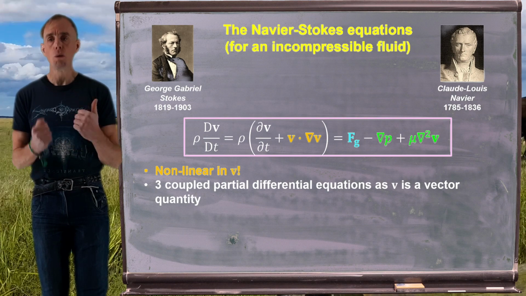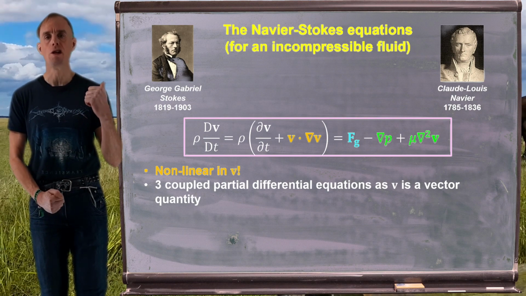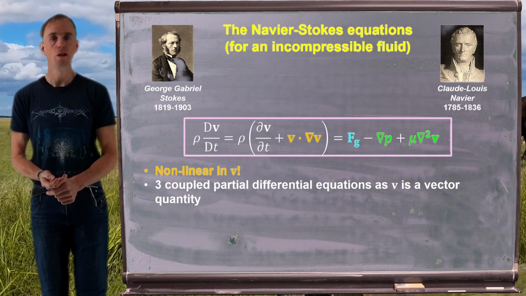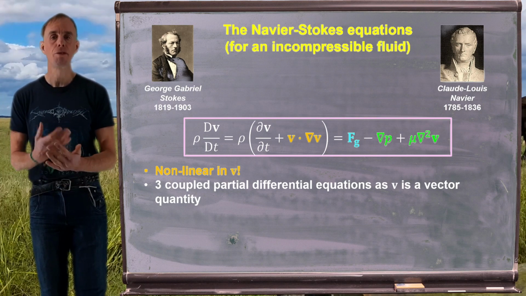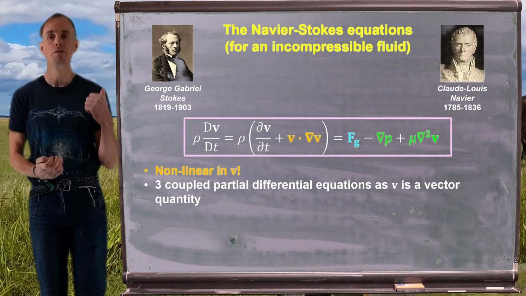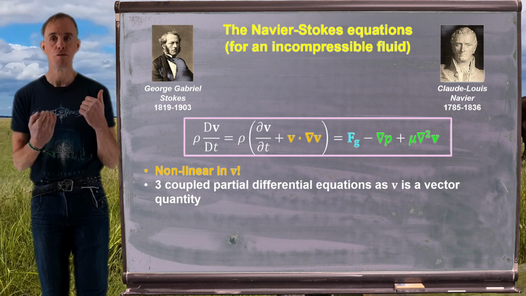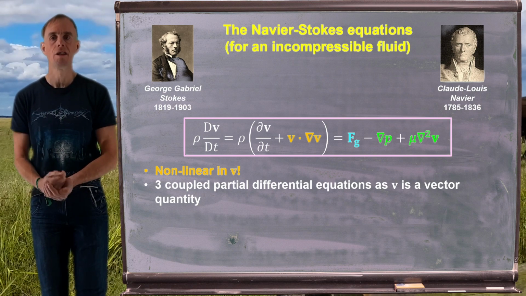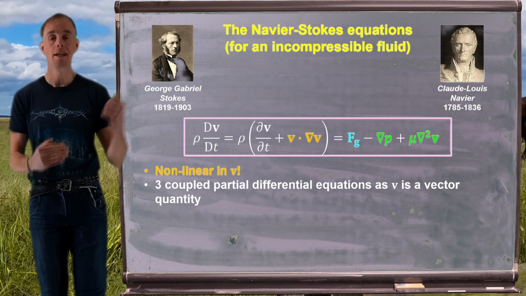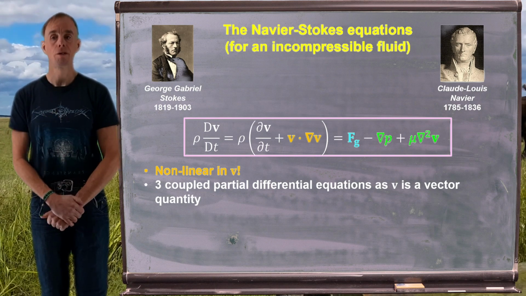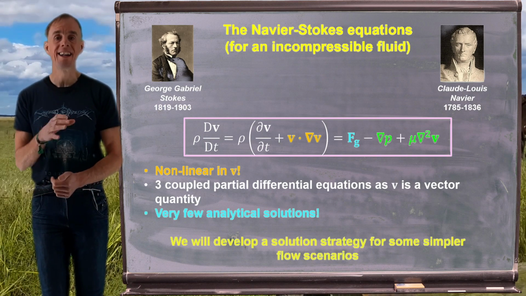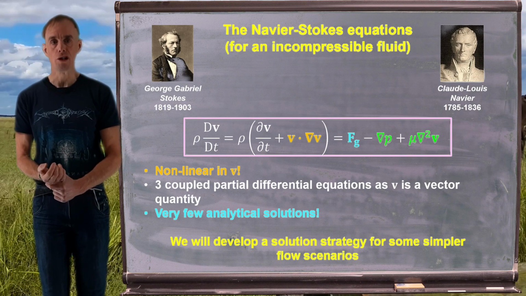We also have, represented by this one equation, as many equations as we have directions in our coordinate system. So if we're dealing with three-dimensional space, we have three coupled partial differential equations. And remember here that this is written vectorially. V is vector, Fg is vector, grad P is vector, and del squared V is also vector. So we in effect here have three sets of coupled partial differential equations. Now, there are very few analytical solutions to the Navier-Stokes equations.